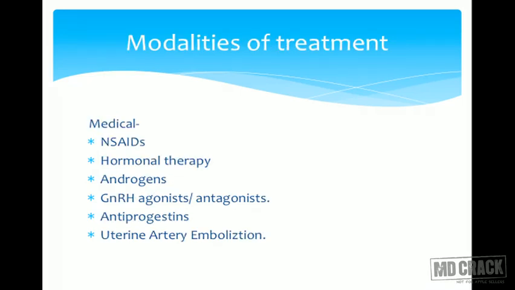What are the modalities of treatment? Medical management and surgical management. Medical, we can give NSAIDs, hormonal therapy, androgens, but they have side effects. GNRH agonist and antagonist can be given. Antiprogestins and conservative management. We also have uterine artery embolization coming in a big way, which will help us conserve the uterus.